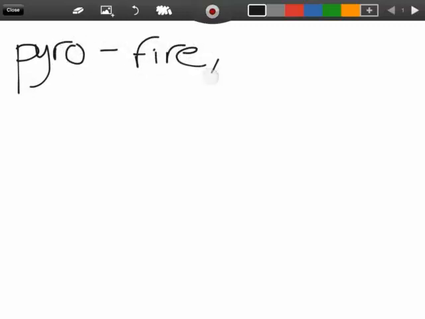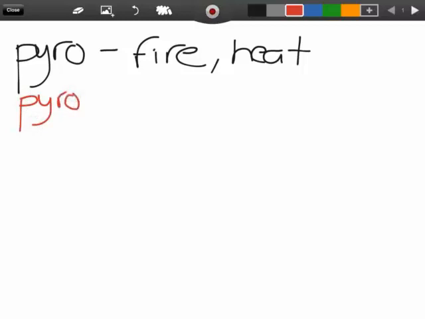Our first root is pyro, meaning fire and heat. I'm going to go ahead and give you an example word, and that is pyro. Pyrotechnics.